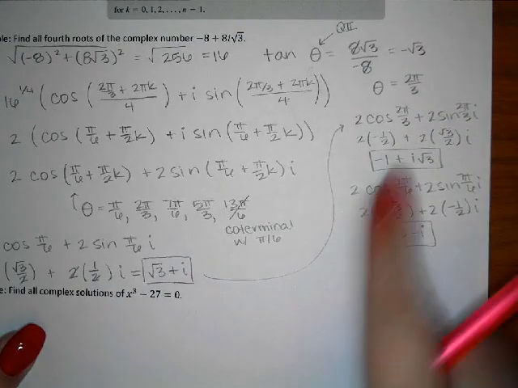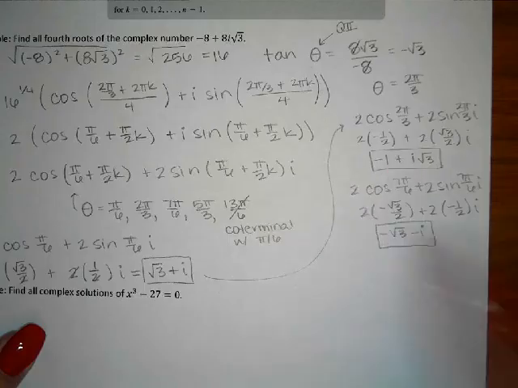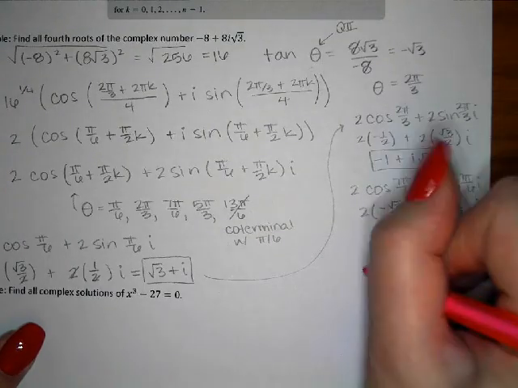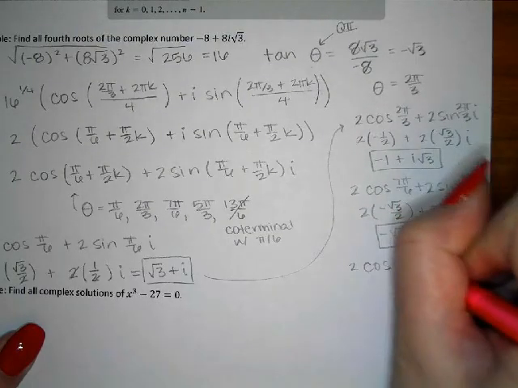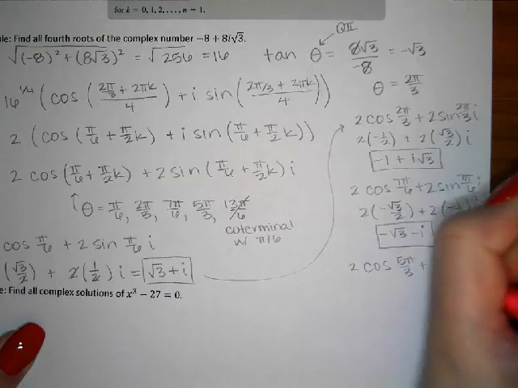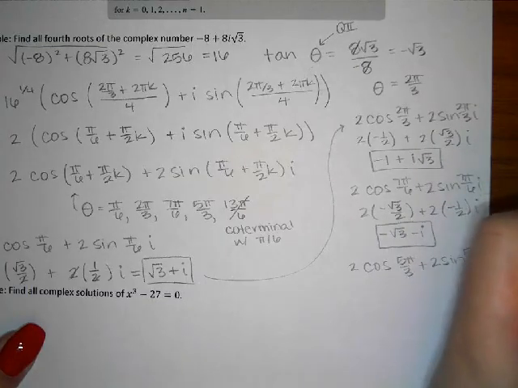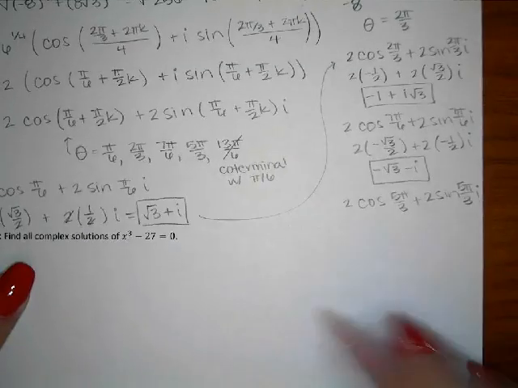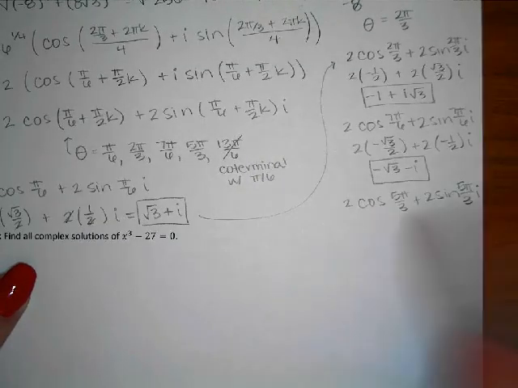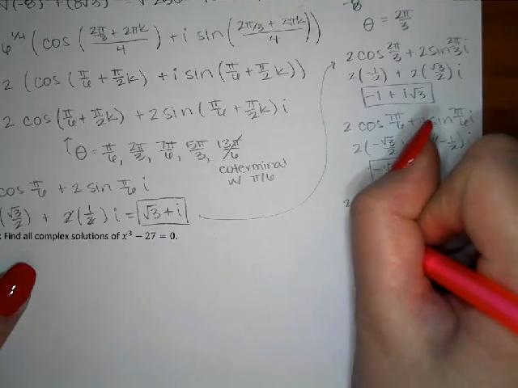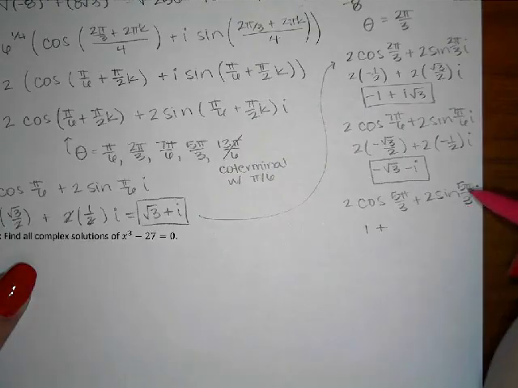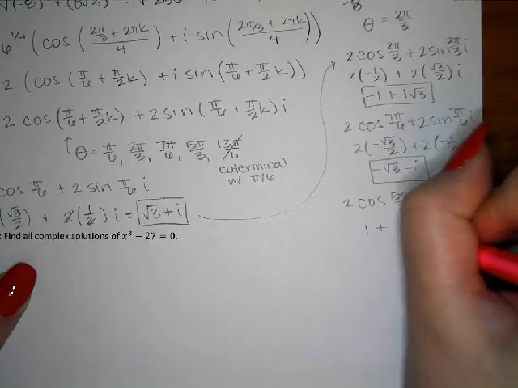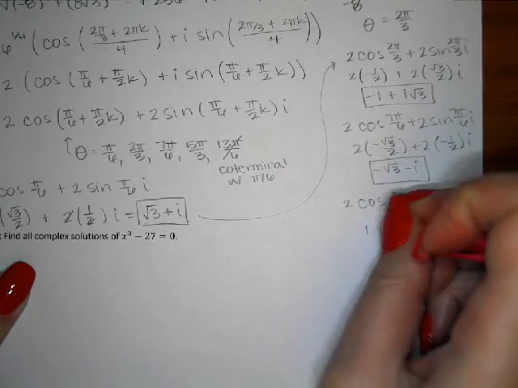You can probably guess what our next answer is, but I'm going to go ahead and show my work. 2 cos 5 pi thirds plus 2 sine 5 pi thirds i. Cos of 5 pi thirds is positive 1/2, so 2 times positive 1/2 would be 1. Sine 5 pi thirds is negative root 3 over 2, so 2 times negative root 3 over 2 would be negative root 3. So that would be 1 minus i root 3.